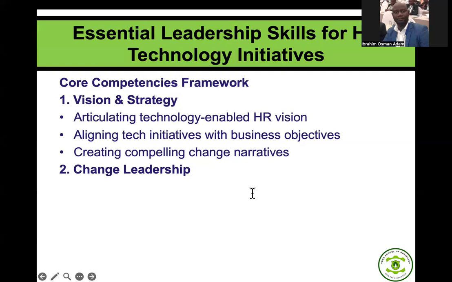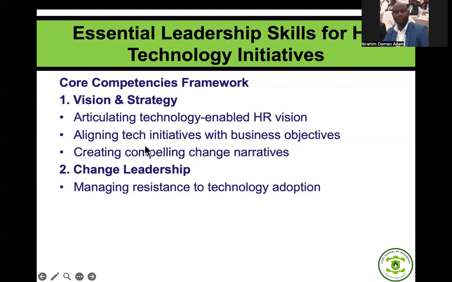This is where many leaders actually struggle. They are great at the strategy, but they are very weak at the implementation. So if you are not able to balance being good at strategy and being good at implementation, you would have problems.